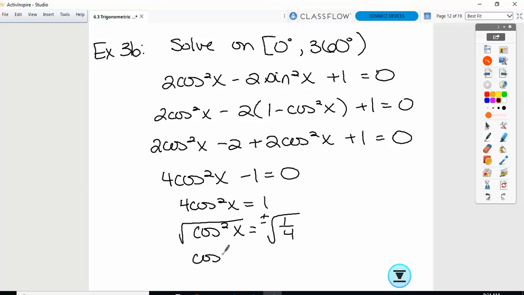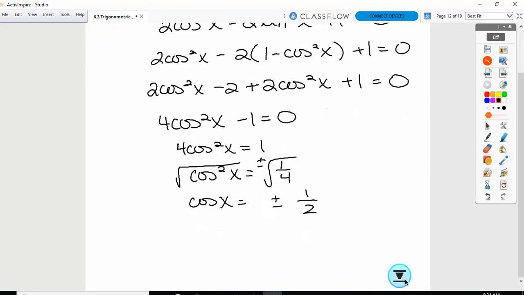How do you get rid of a square? And when you do that, you need cosine x equals positive and negative. Square root of 1 is 1, square root of 4 is 2. Okay, since it can be positive or negative, that means it can be every quadrant. So we should have 2 answers. We don't have a 2x like we already mentioned, so we're not going to have any extra answers show up.